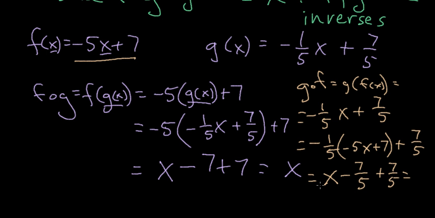Some of you have already figured out where this is going. We end up with x. And so that means that yes, g of f of x and f of g of x both equal x. And so that means they are inverses of each other.